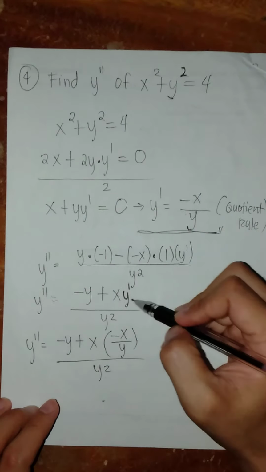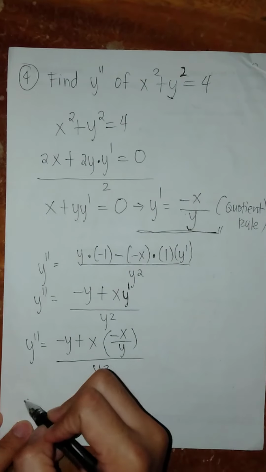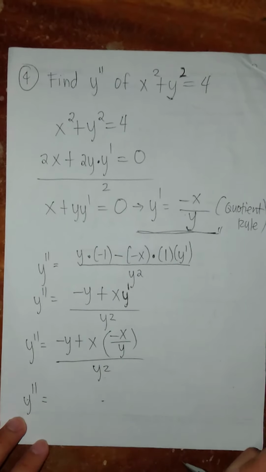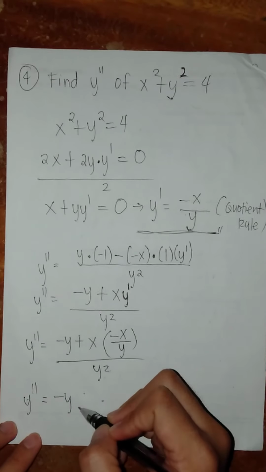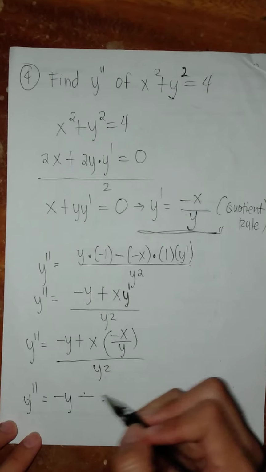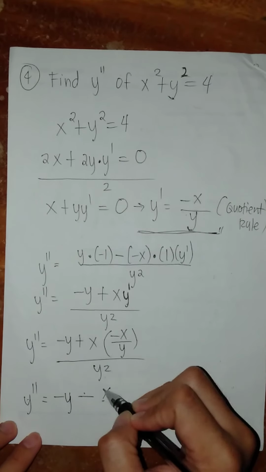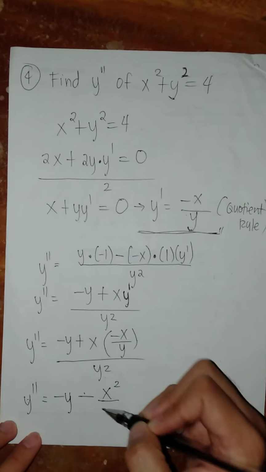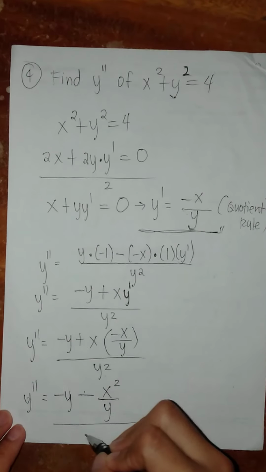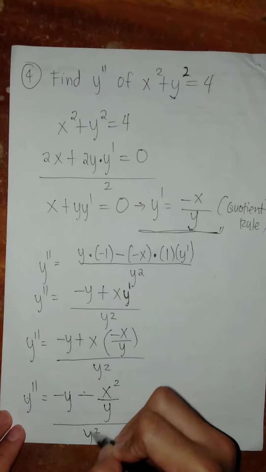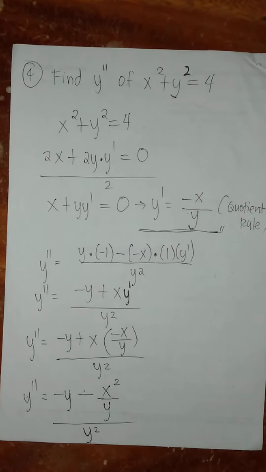Naintindihan? Pinalitan natin itong y prime nito. So, multiply. y double prime is equals to negative y minus x squared over y. Diba? All over y squared. So, tapos na ba tayo? Hindi pa.